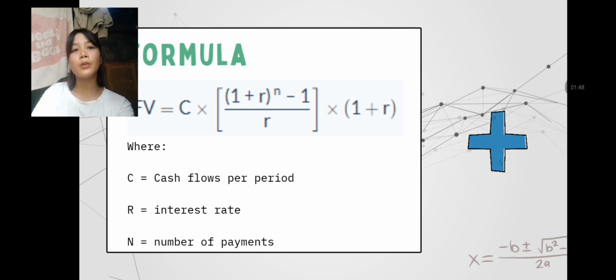So let's proceed with our discussion, wherein I will provide an example of a scenario where we need to use the formula of the future value of annuity due. The problem is: Karen deposits 100 pesos each month into an annuity that pays 6% interest at the end of each year. How much money will she have in this account at the end of 5 years?